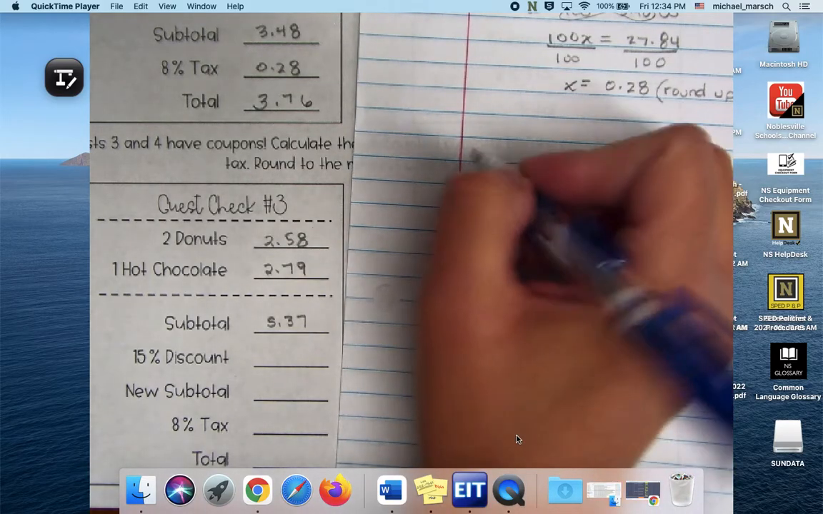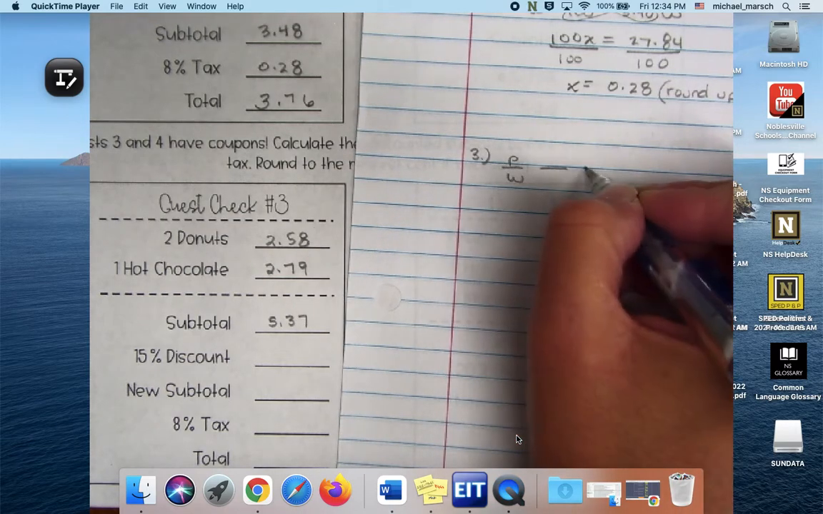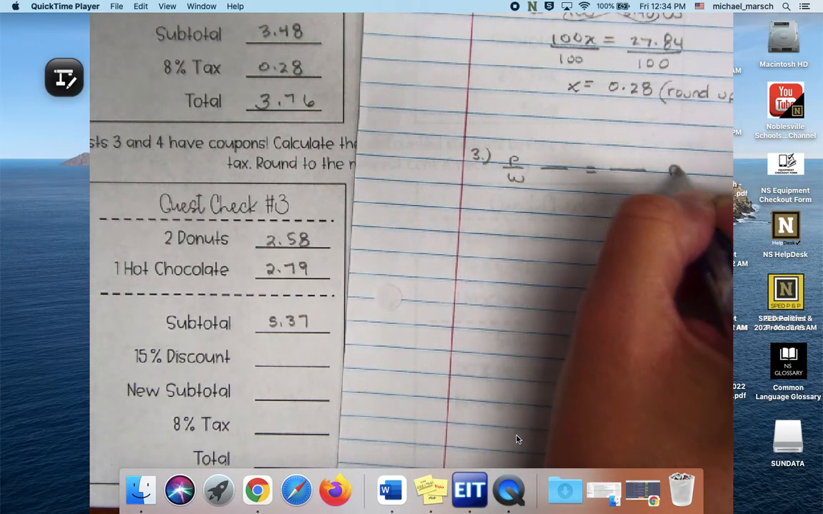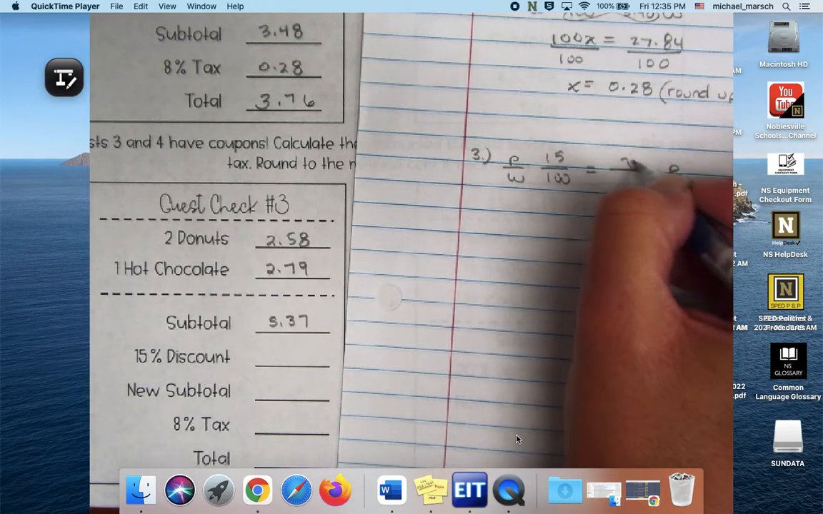So first I'm going to find how much that is. So 15 over 100 equals what out of $5.37?